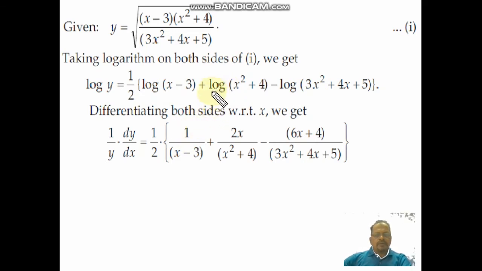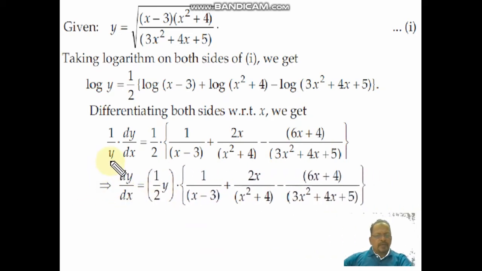Now the derivative of log (x square plus 4) is 1 upon (x square plus 4) multiplied by the derivative of x square plus 4. The derivative of x square is 2x. And minus the derivative of log bracket is 1 upon bracket into the derivative of bracket. The derivative of 3x square plus 4x plus 5 is 6x plus 4. In the next step, take y to the right hand side.